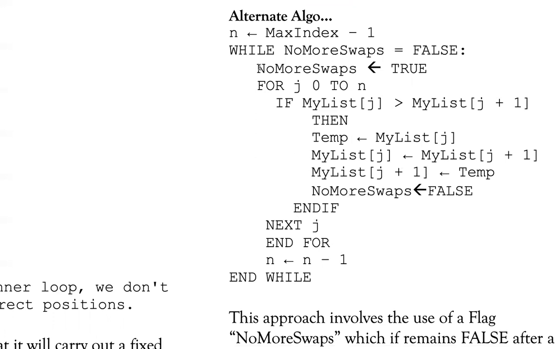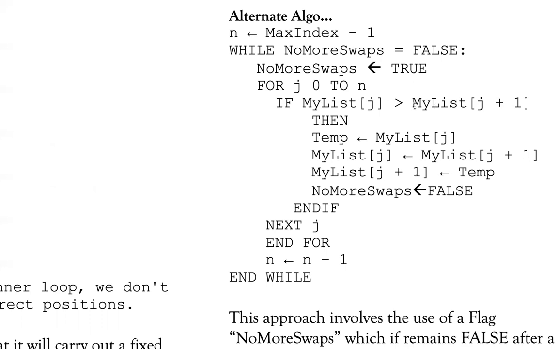When I come back up, is my no more swaps false? Yes, it is. I did some swapping. So I will go on again. I will assign no more swaps true. Now let's just say that my array has been completely sorted, in which case I will simply do comparisons here, and at no point will this condition be true because all elements are in order.